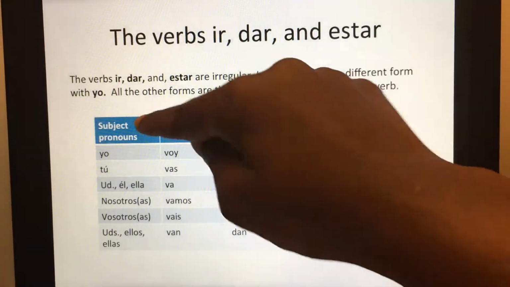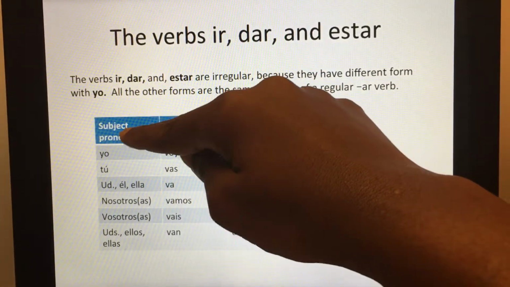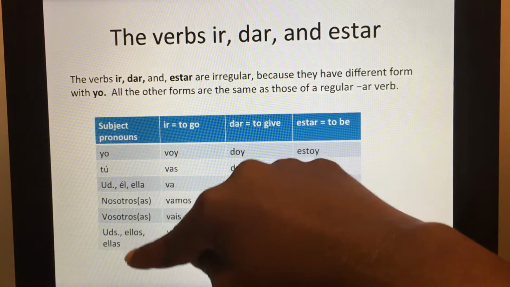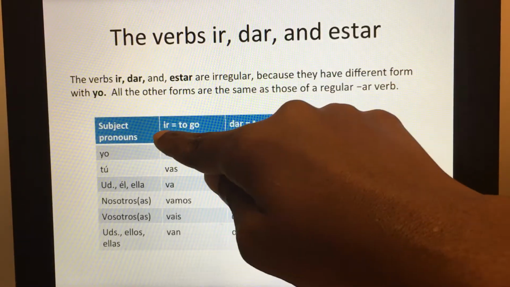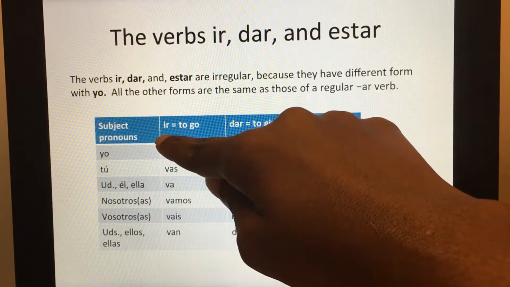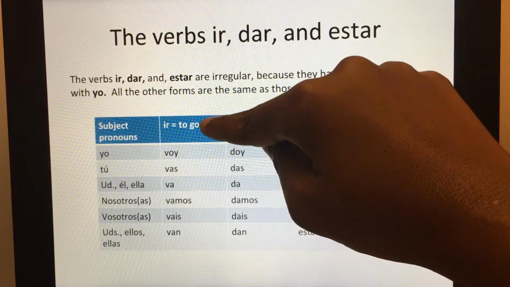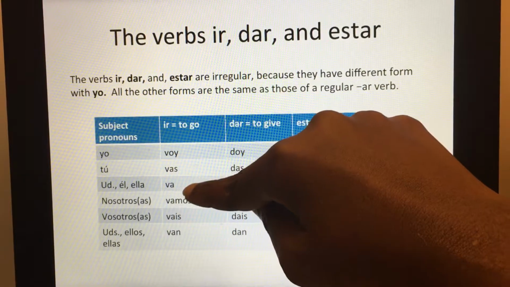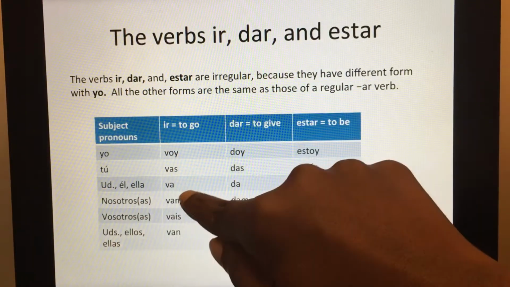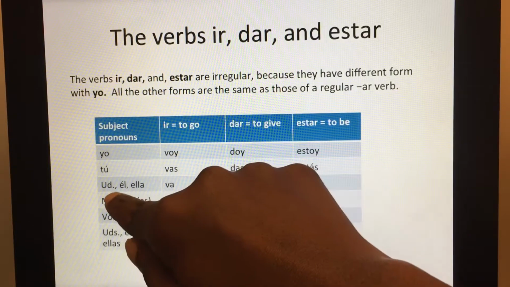So up here I have the categories. The first column, all your subject pronouns. Then the next column, we're learning how to conjugate ir. Ir is the infinitive and it means to go. So voy means I'm going. Vas means you are going. Va. Usted va. You go.